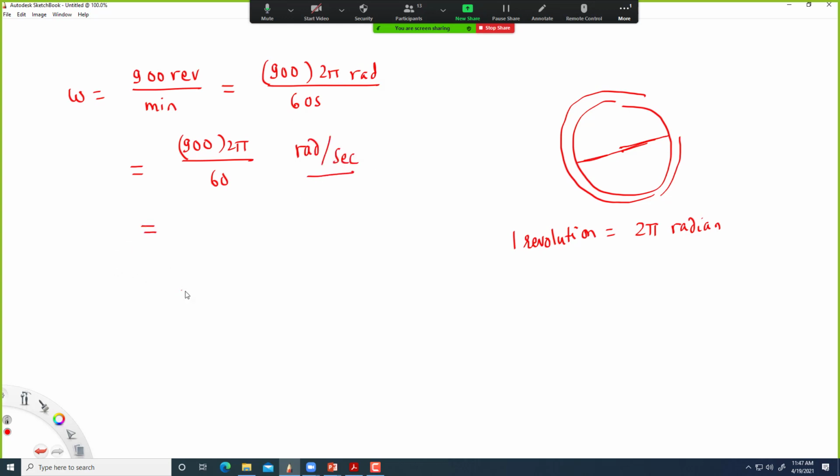So let's figure that out. What's that? 30 pi, yeah, 30 pi. But in terms of a number, what would that be? Pi is 3.14. Is that 94.2?